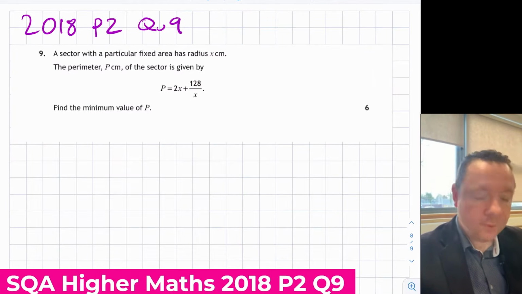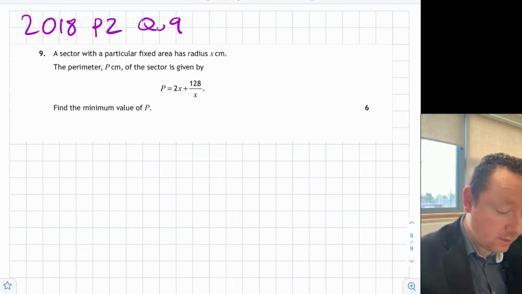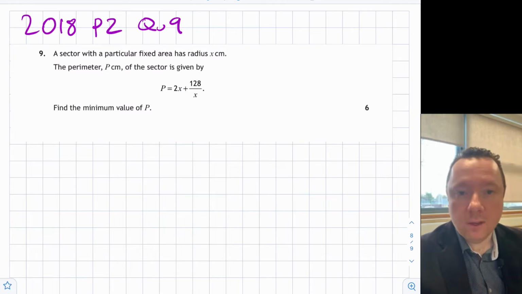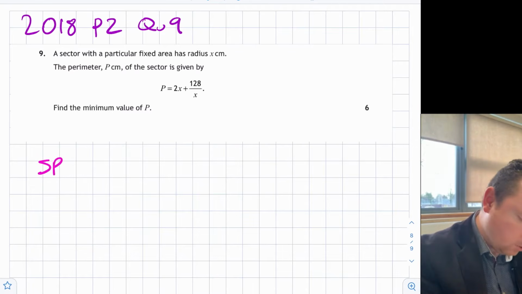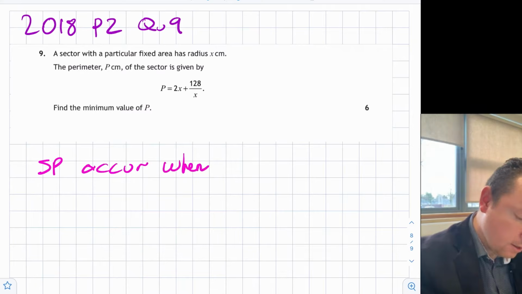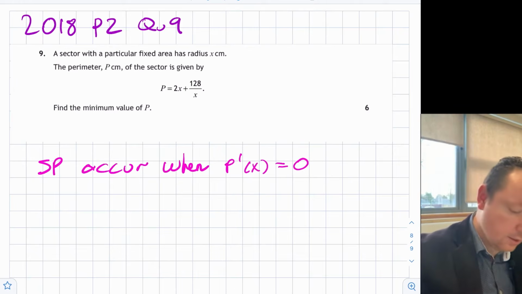2018, Paper 2, Question 9. A sector with a particular fixed area has a radius x. The perimeter is given by this formula. Find the minimum value of p. Again, clue is minimum, so therefore we can say that stationary points occur when, and this will be p dash equals 0, just simply because the function is a function of p.